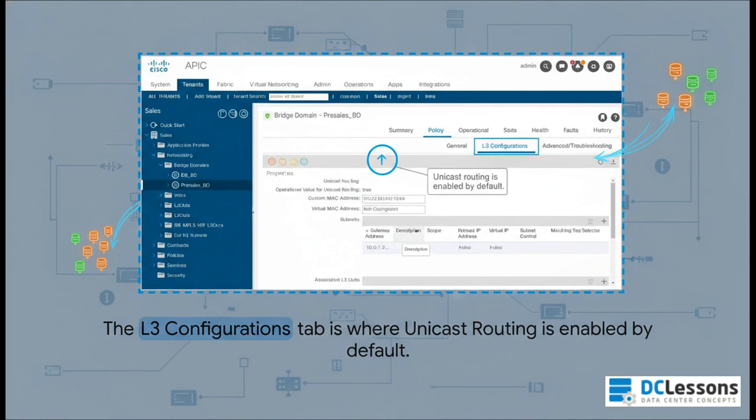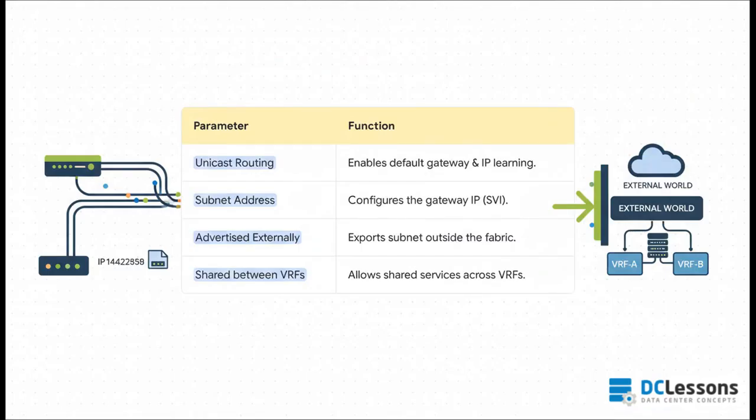You go to your bridge domain, click on the Policy tab, and you'll find L3 configurations. See that unicast routing checkbox? That's the magic switch. That little box tells the fabric, hey, I want you to act as a default gateway for any subnets inside this BD. Now, it's usually on by default, but you'd be surprised. It's a critical place to verify. This table breaks down the most critical L3 settings you'll find on a bridge domain. We just talked about unicast routing.